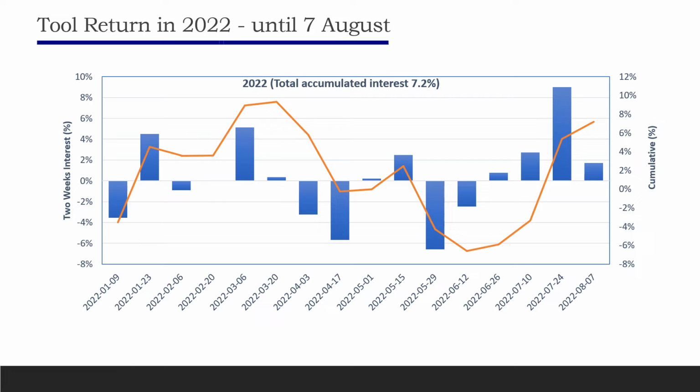And this is the return of this method in 2022 from the beginning until 7 August. On the right axis you can see the accumulative again, and as you see the accumulative until 7 August is something around 8%. The minimum return, as you see with this bar, happened somewhere at the end of May, and it was something around -6%, and the maximum return is something around 9%, which happened at the end of July.